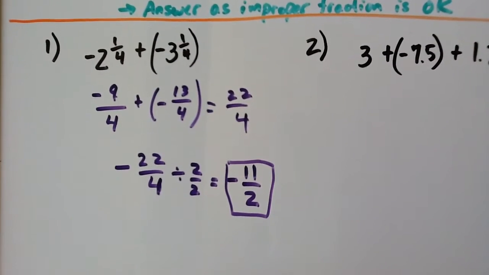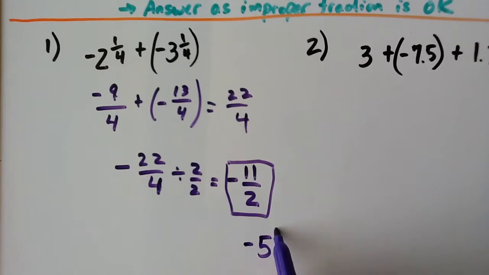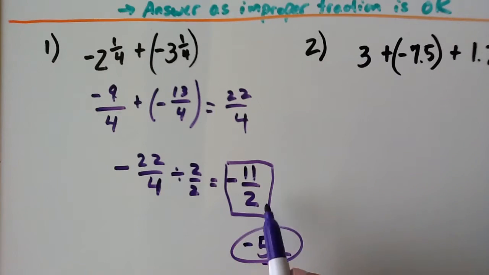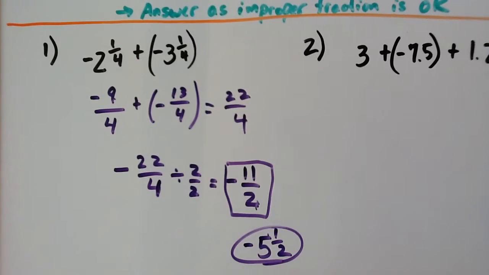If you were to make this a mixed number, you would divide the top number by the bottom number, and you would get the mixed number of -5.5. Either of these answers are acceptable.